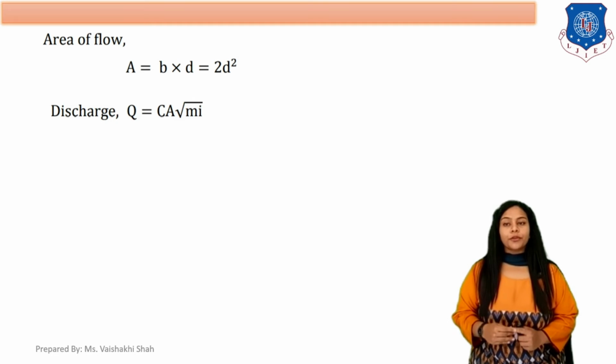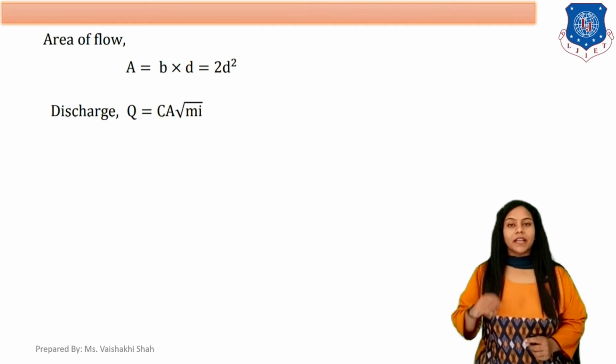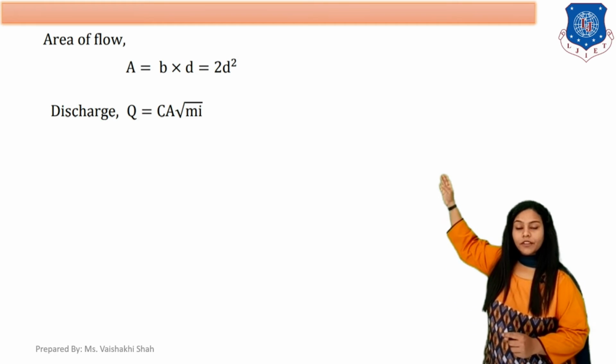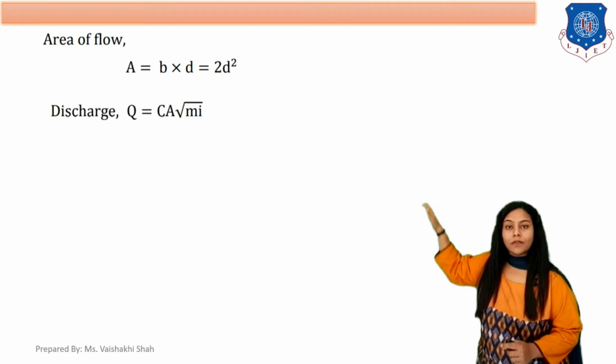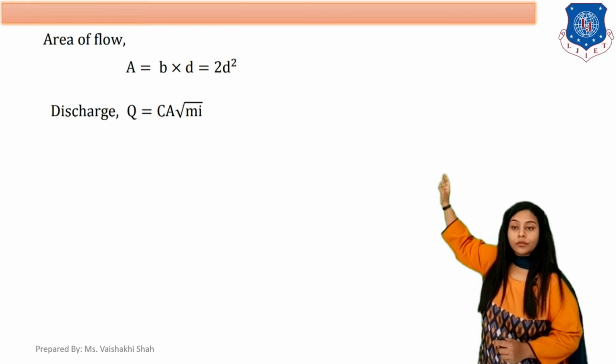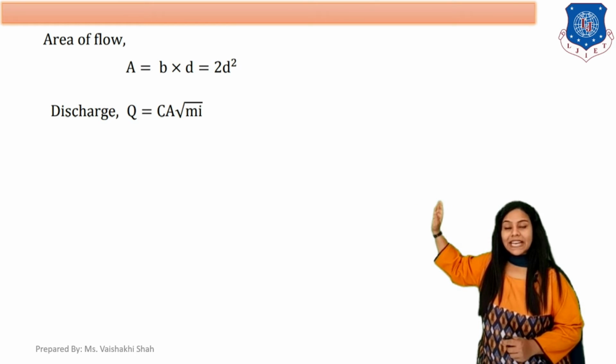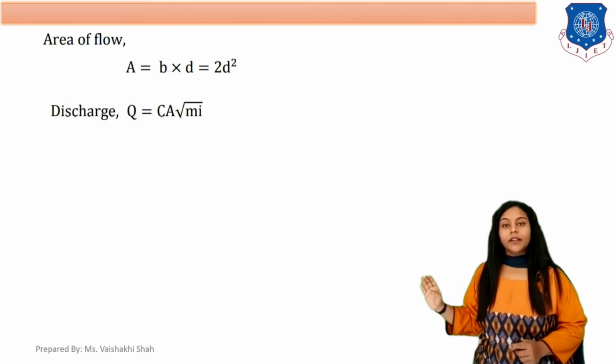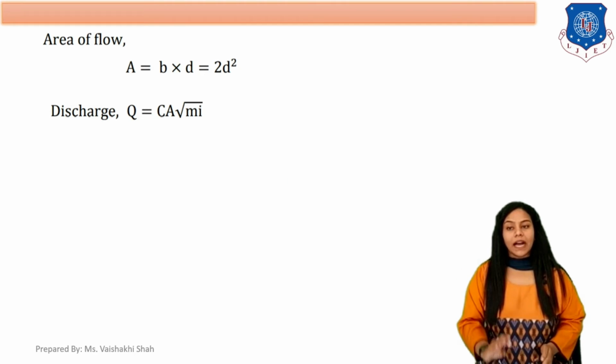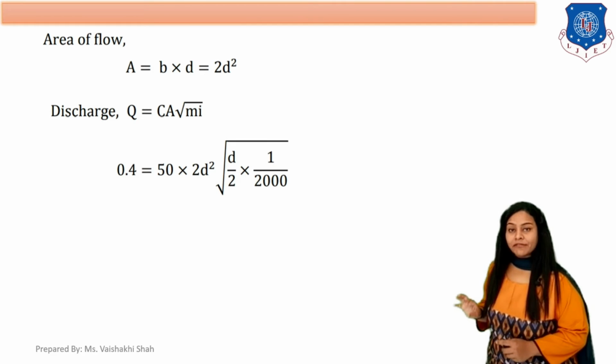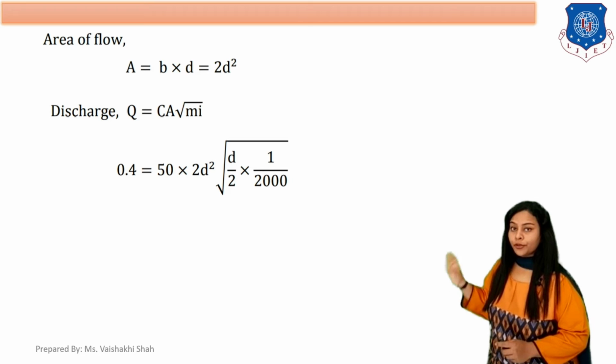Now discharge Q equals C into A under root MI. We know the equation, we use this equation from Chezy's formula. Q equals C into A under root M into I. So we have the values of Q here.